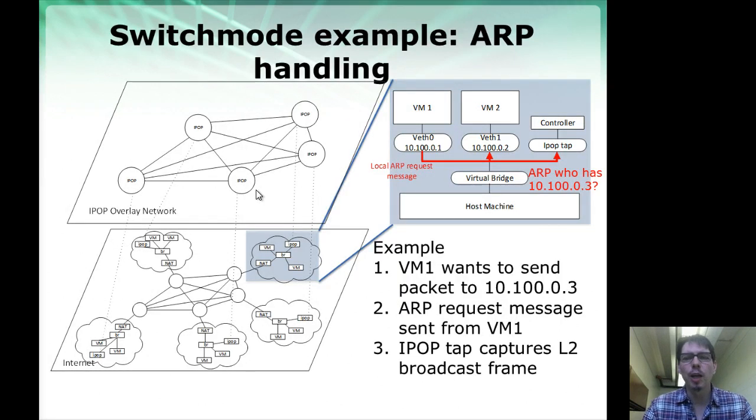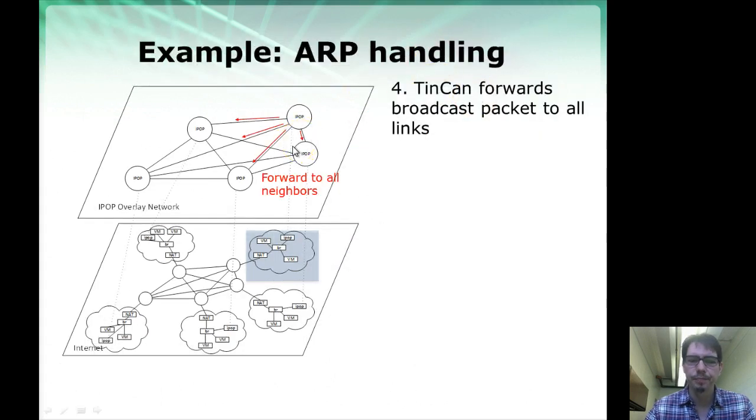So how would that work on top of IPOP? Suppose a node on this side of the network is sending an ARP request. Let's say this virtual machine with this address wants to send a message to a virtual machine with address 10.100.0.3. It's going to place that broadcast on this Ethernet segment. Now VM2 does not have that address, so it's going to be silent, it's not going to reply. But that message also will go to the IPOP tap, and that in turn will capture and forward this message to all the neighbors that it is connected to.